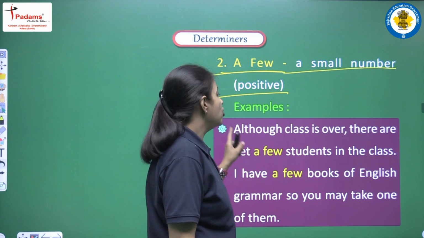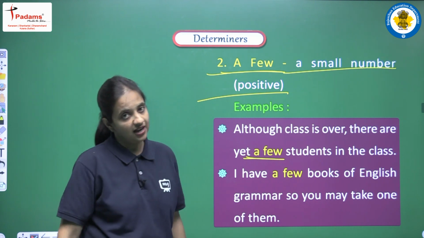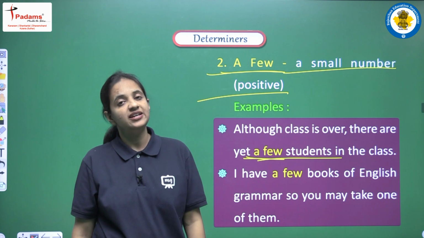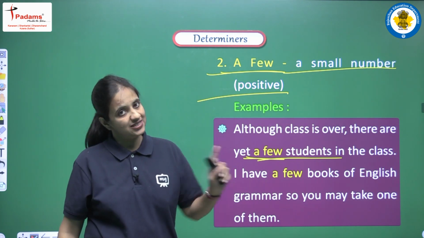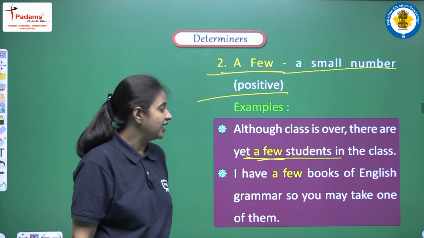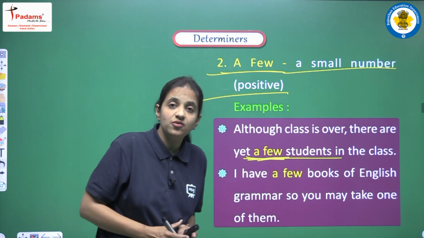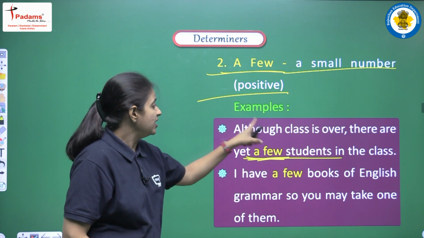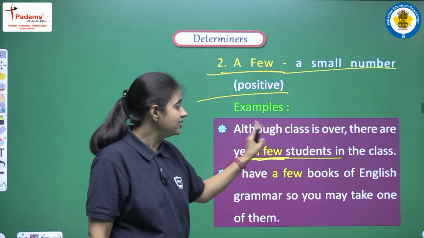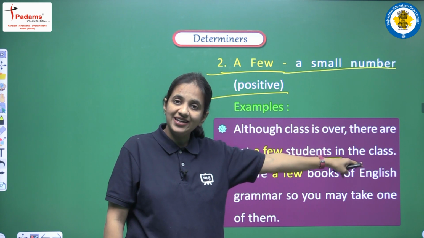The first sentence is, although class is over, there are yet a few students in the class. First of all, observe that students is a countable noun. So it is clear that a few is also used for countable nouns. And the second thing to observe is that when we are using a few, it means a positive number. Although class is over, still there are some students, there are a few students. So now we have a positive meaning in the sentence.